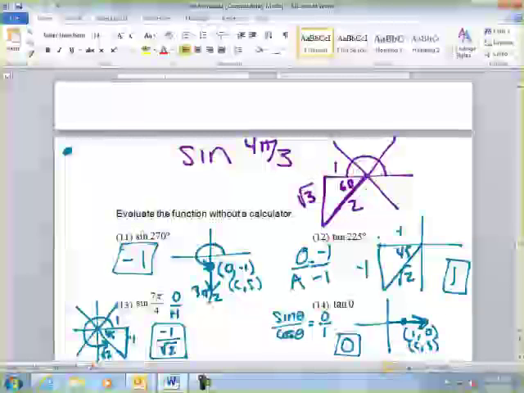Anything need to be negative here? Okay, left and down is negative. What's SOHCAHTOA for sine? And what does that give me then? Okay. Questions?